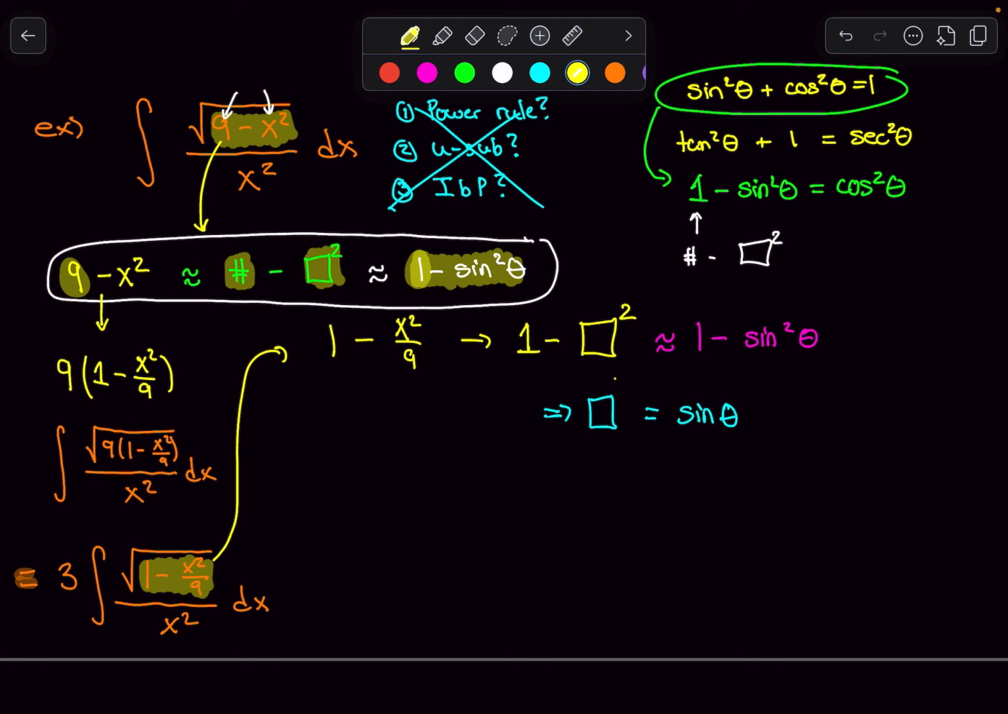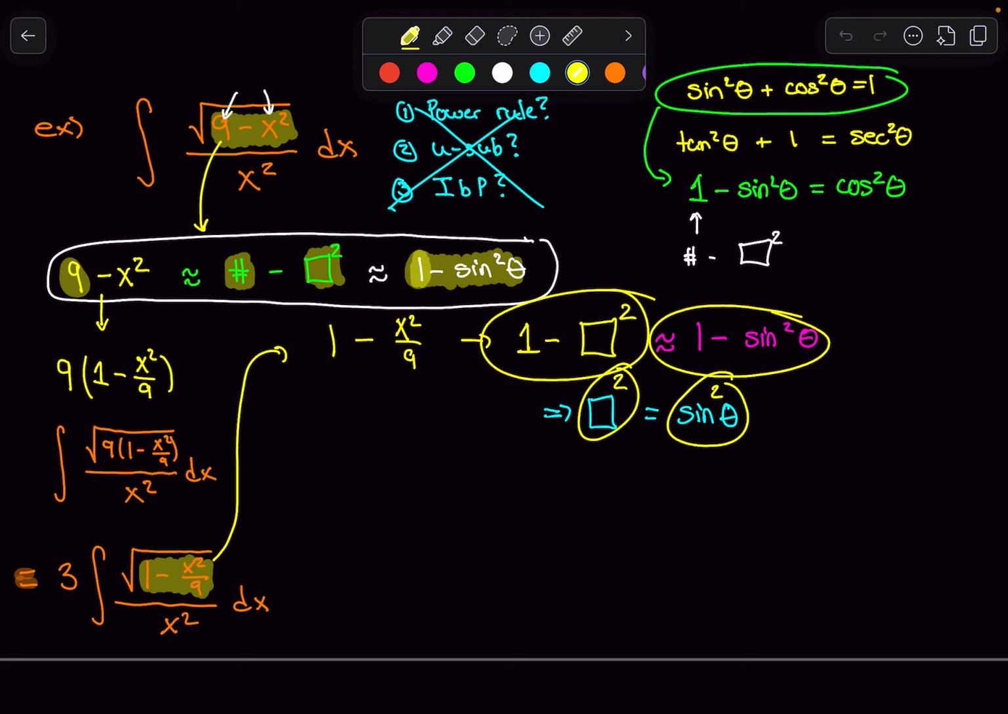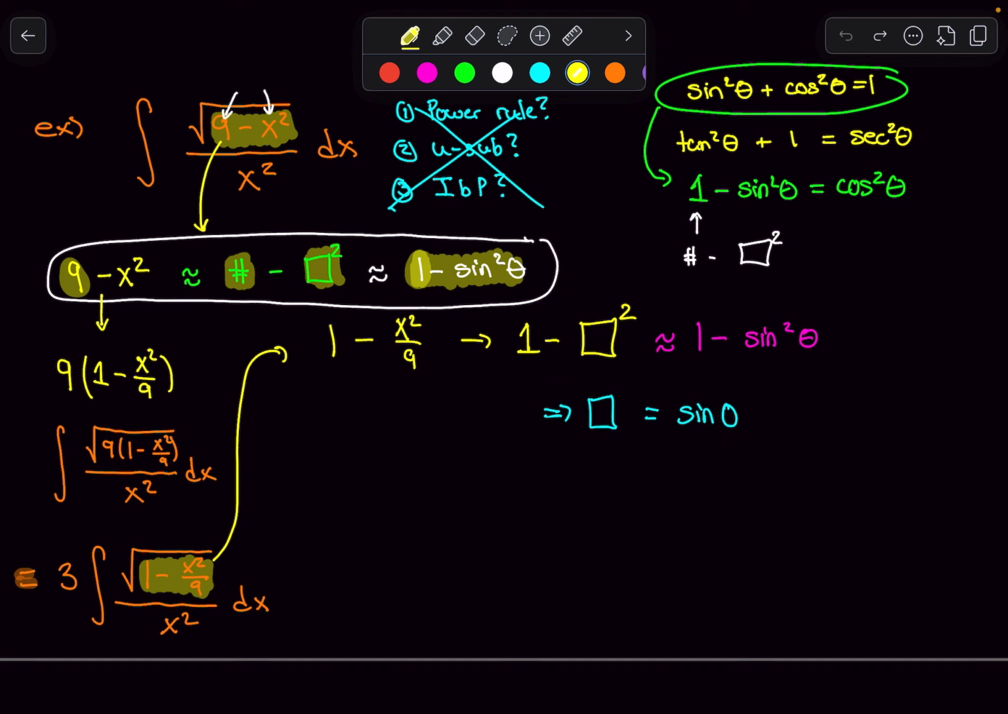Because, and you're like, what are you talking about? Because if I square both sides, then I'd have the thing squared would equal sine squared. That would make this thing on the left actually equal to 1 minus sine squared, and I could start making the substitution to make my integral easier to solve.